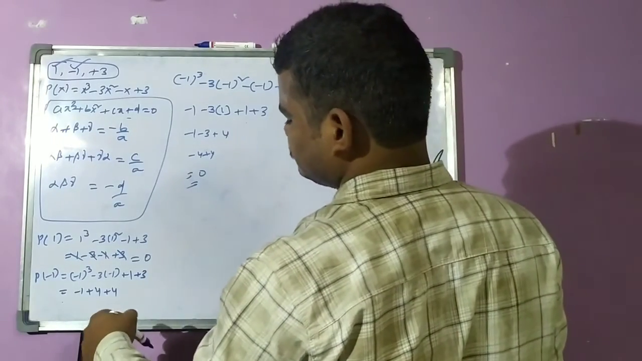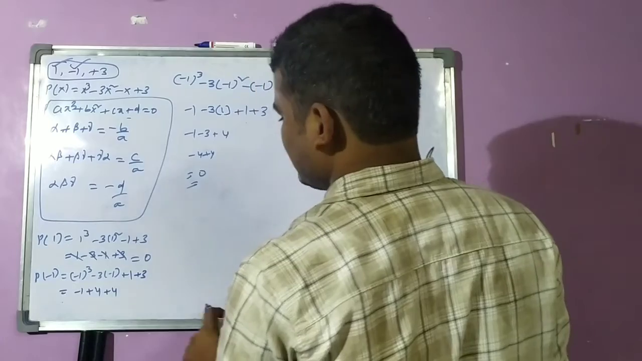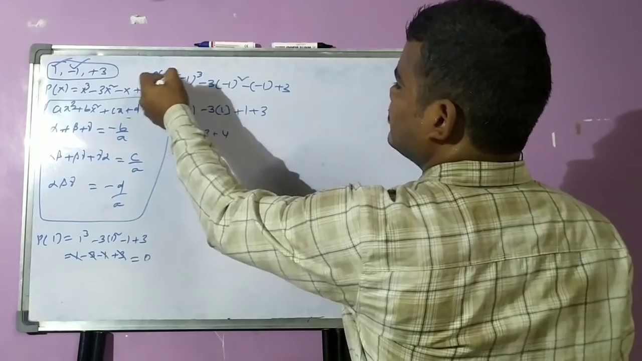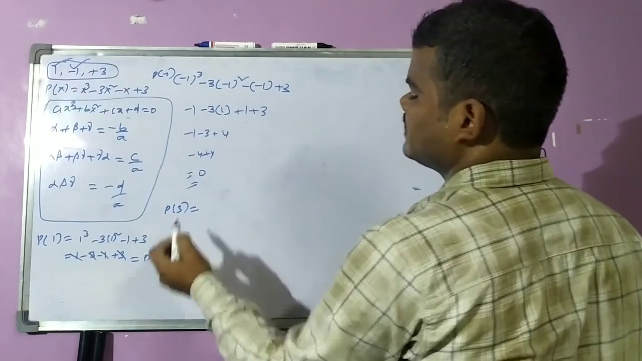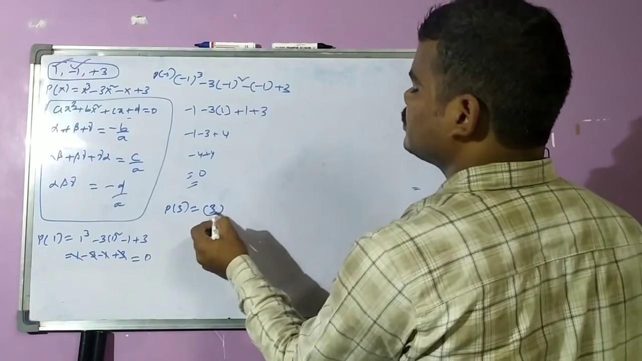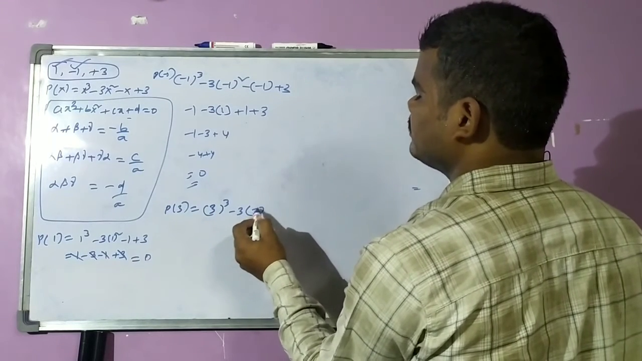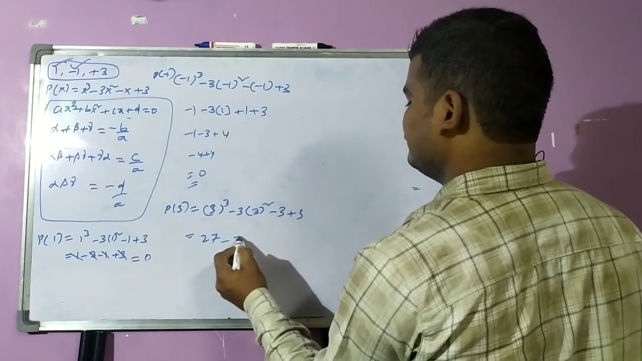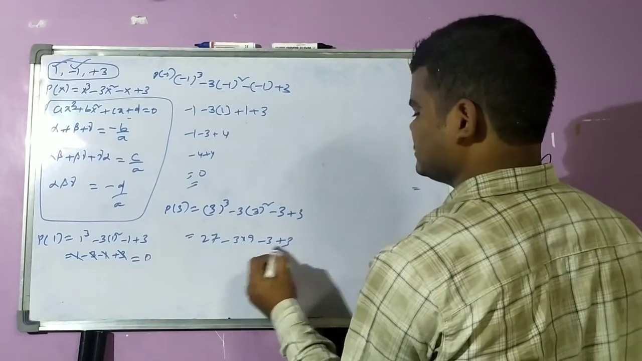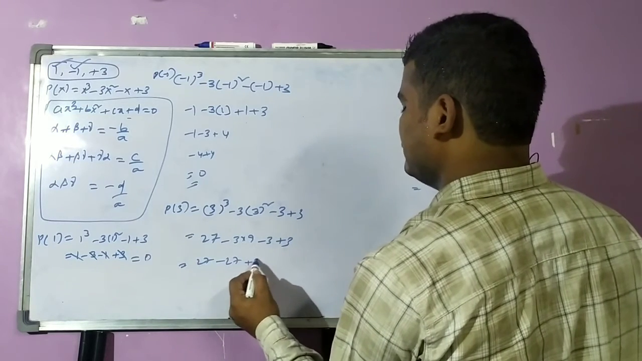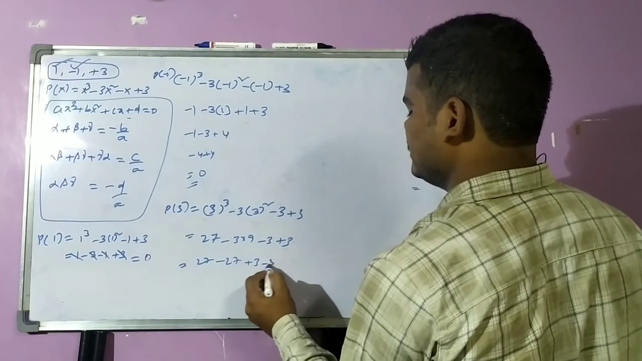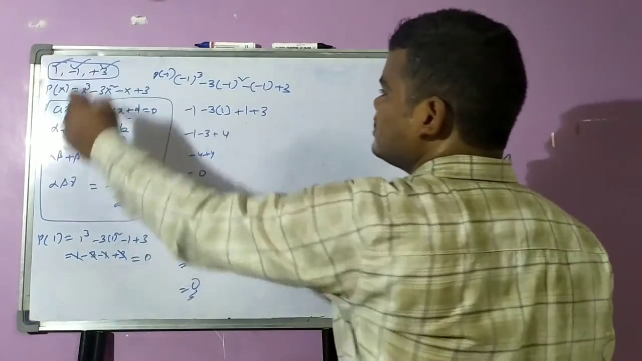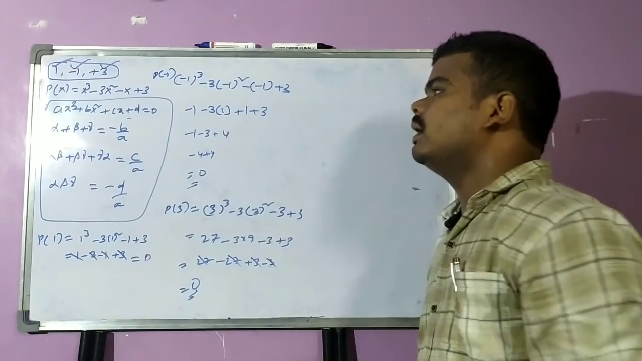Next. Okay? The earlier one was wrong and this one is the correct one, p of minus 1. Next one, p of 3, checking only. 3 whole cube minus 3 into 3 whole square minus 3 plus 3. 3 whole cube means 27, then 3 into 9 minus 3 plus 3. See, 27 minus 27 plus 3 minus 3. Plus 3 minus 3 get cancelled, 27 minus 27 get cancelled, which is also 0. So 3 is also a root of the given polynomial.